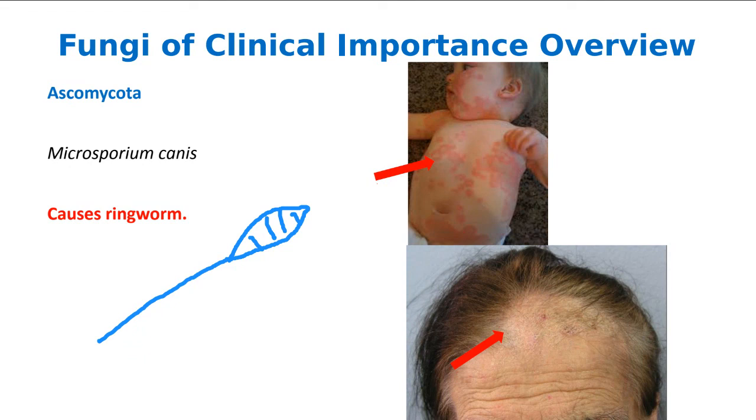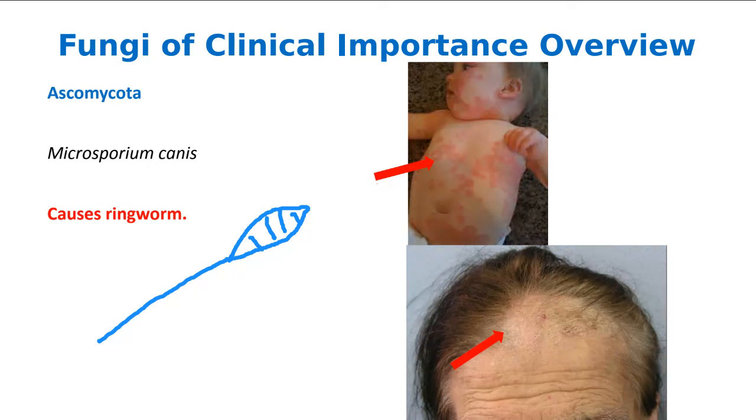If you look at that genus and species, Microsporum is the genus, canis is the species, and canis means what? Canine, dog. Yep, good. Any questions? So Amy, I hope I answered your question without confusing you.